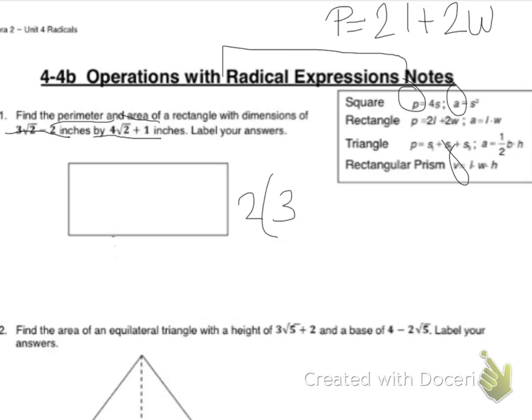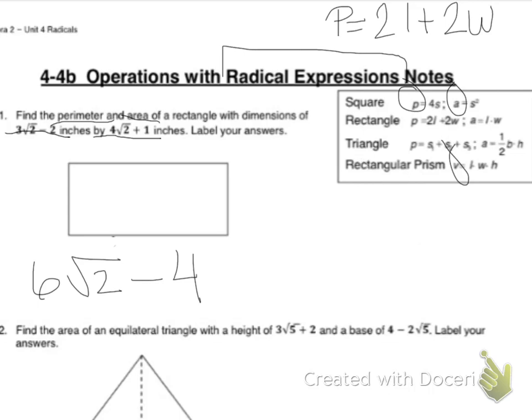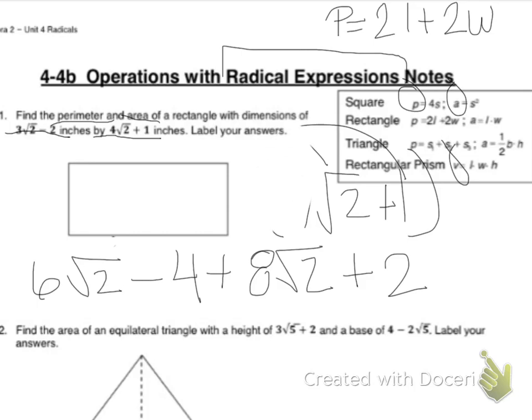Two into 3 square root of 2 minus 2 is 6 square root of 2 and negative 4. And then we're going to take the next side and multiply it by 2 and add it to this. 4 square root of 2 plus 1. So 2 times 4 square root of 2 would be 8 square root of 2. And 2 times 1 is 2. Now you're going to combine like terms. And once you do that, you'll find your perimeter.